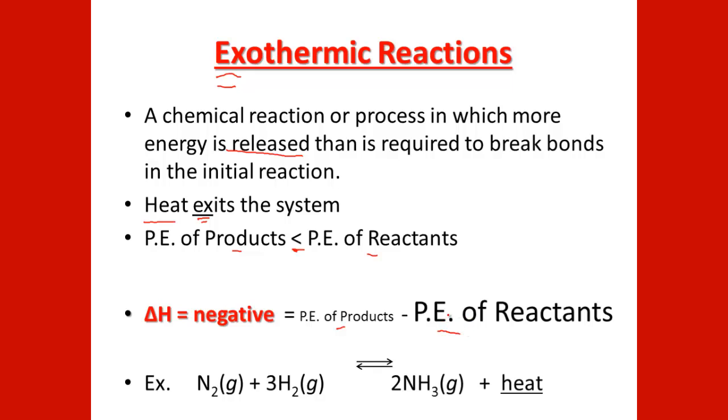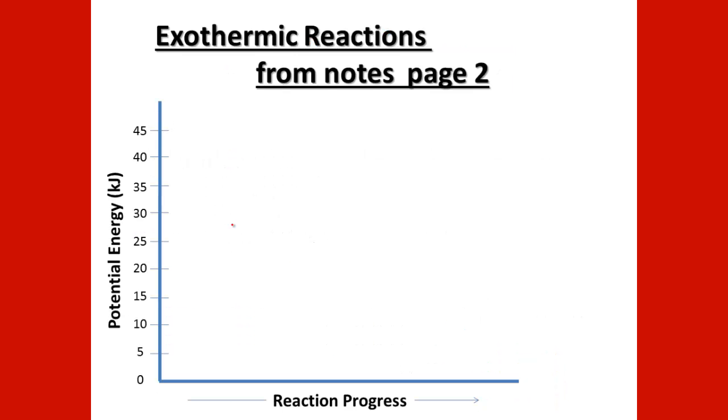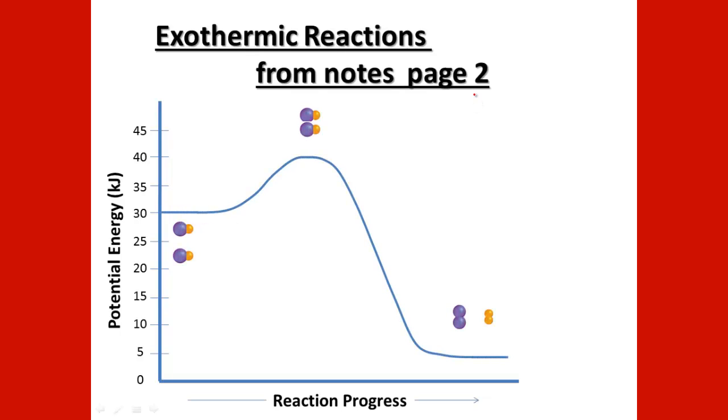So when we see a chemical reaction, nitrogen plus hydrogen produces ammonia plus heat, heat is on the right-hand side of the arrow. What it's saying is that heat has been released or is being produced. It's exiting the system.